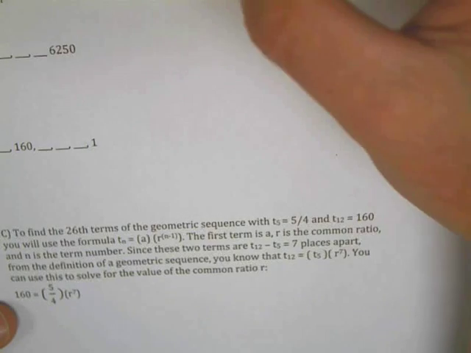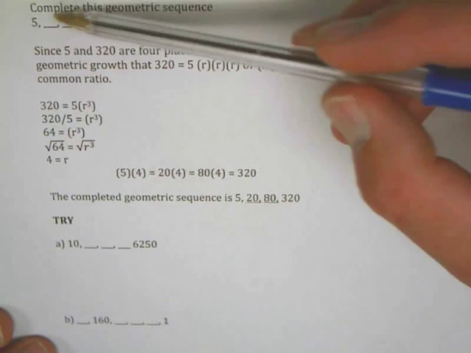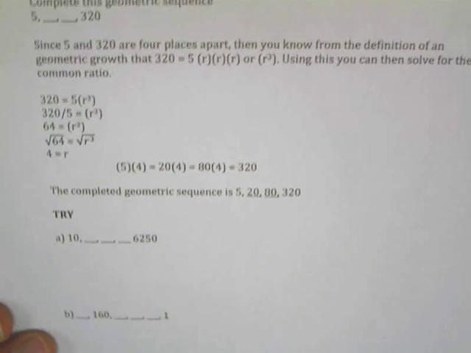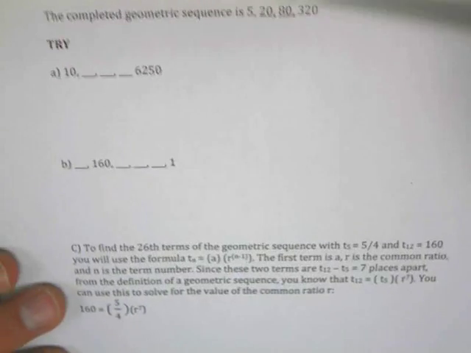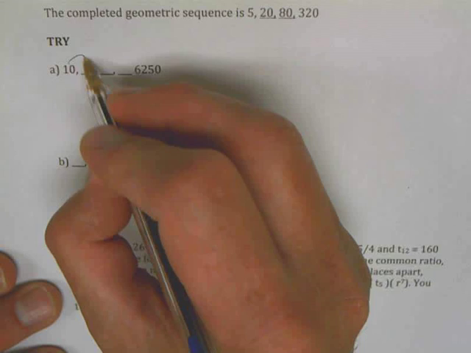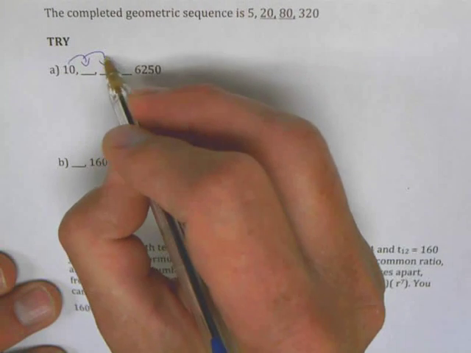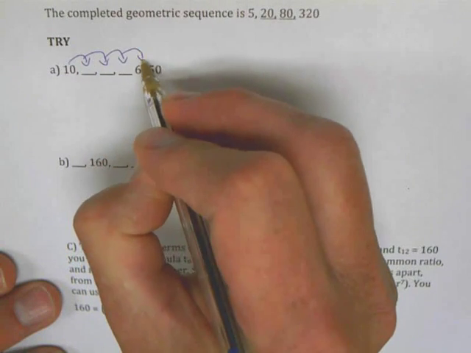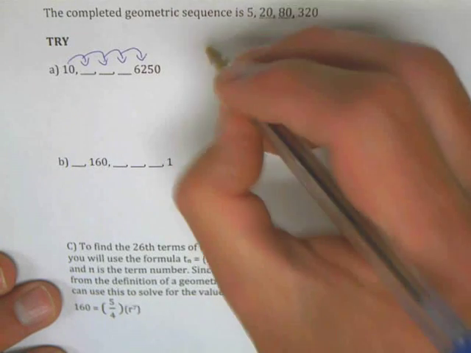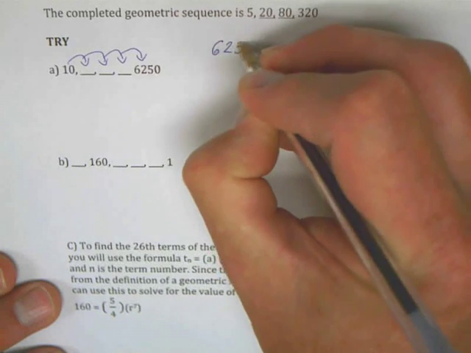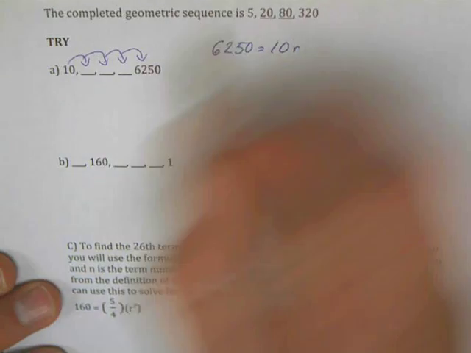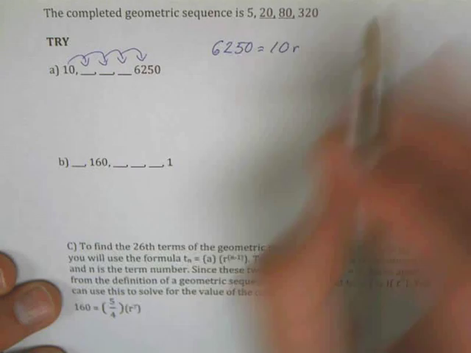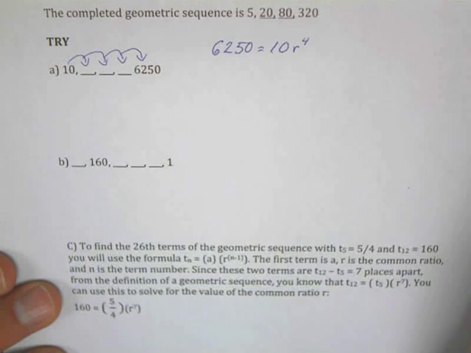Once again, sometimes they have terms missing and they want you to find that. So after reading this, trying it, if you still don't understand, then let me help you. So I have a number times a number times that same number times that same number, that'll equal this number. Alright, so 6,250 is equal to 10 times that common ratio, and they can multiply by 1, 2, 3, 4 times. So it's to the power of 4.